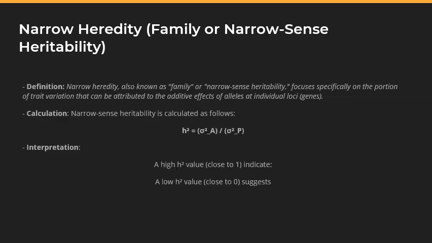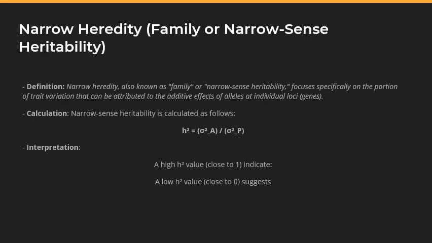So let's cover narrow sense heritability. Narrow sense, often denoted as lowercase h squared, is a measure used in quantitative genetics to assess the proportion of the total phenotypic variance in a trait within a population that can be attributed to additive genetic effects of individual genes. It focuses specifically on the contribution of these additive genes to trait variability and excludes non-additive genetic effects and environmental factors. Narrow sense heritability provides insights into the genetic basis of the trait's variability.